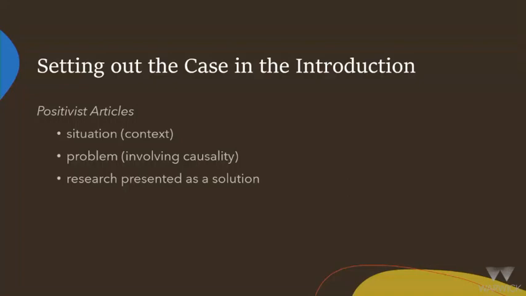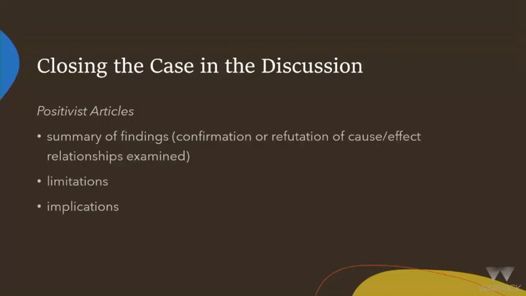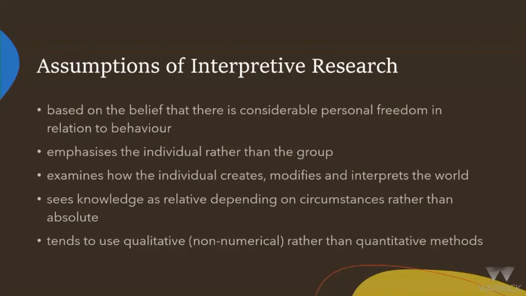So I found that in the introductions, and what I found in the conclusions of these articles was not particularly surprising for those of you who are pretty familiar with this sort of research. A summary of the findings, confirmation or refutation of the cause-effect relationship, the limitations of the research, and its implications for future studies. The other 5 research articles also addressed the issue of disinformation, but they were based on the assumptions of interpretive research. And I'll just review those here.